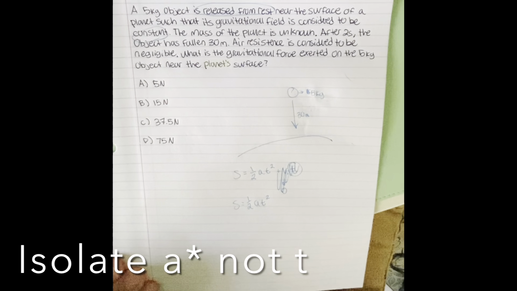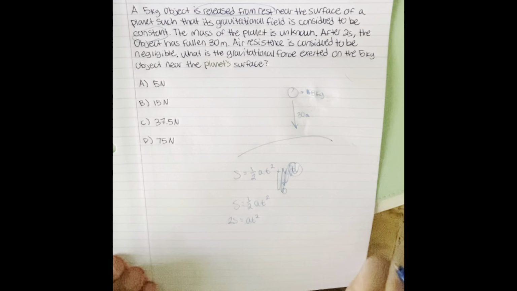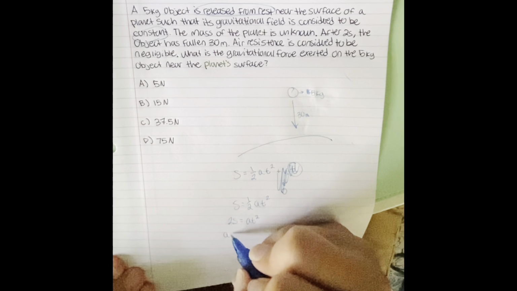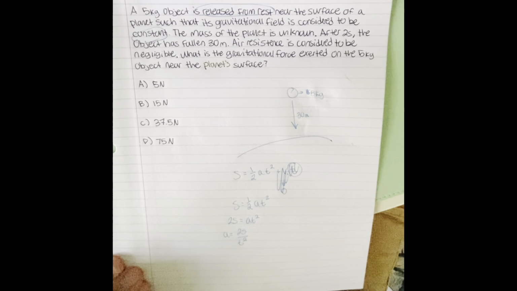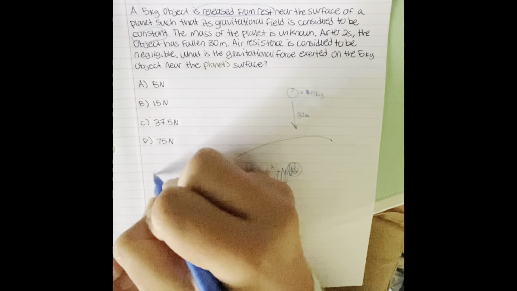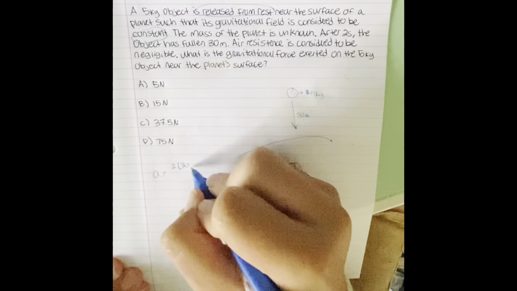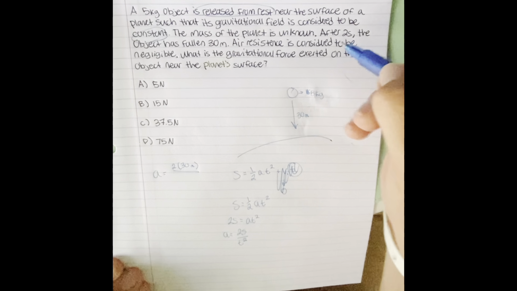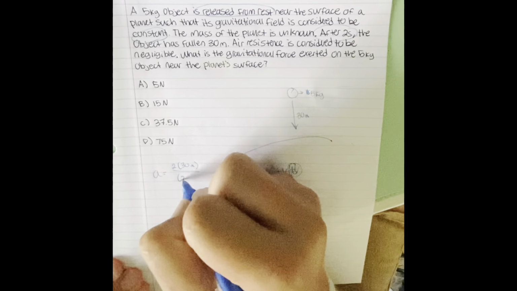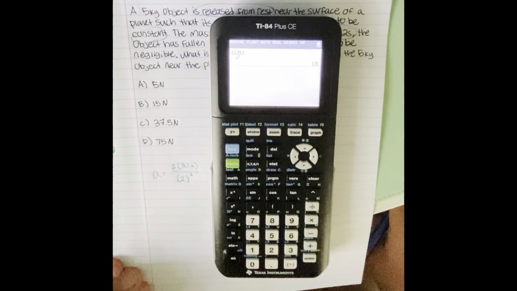Now, we isolate a by multiplying both sides by 2. We get 2s equals a t squared. And dividing both sides by t squared, we get a equals 2s over t squared. Now, we plug the numbers into our equation. So we get a equals 2 times the distance it fell, which was 30 meters, divided by the time it took squared. We know it took 2 seconds, so 2 squared. Putting this into our calculator, we find that it accelerated at 15 meters per second squared.